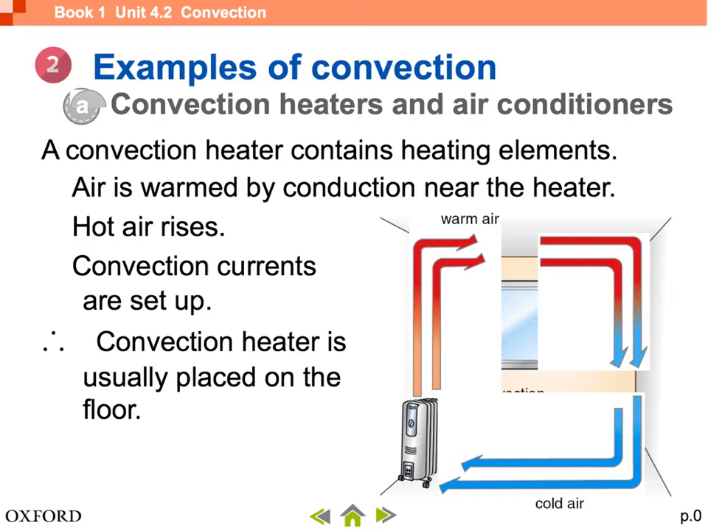In this slide, it shows that there are different examples of convection. The first one is the heater, and the other one is the air conditioner. When the heater is turned on, the air is warmed near the heater. It will set up a convection current, an air current around the room. If you want a more effective convection current, we had better put the heater on the floor.